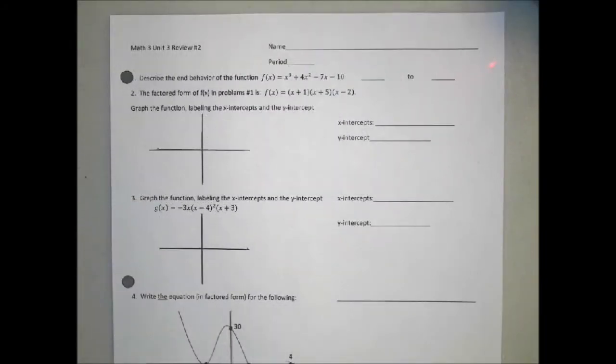For Math 3 review number 2, I made a smaller version of the review to just hit some of the more fundamental concepts of each objective. So problem number 1 is simply describing the end behavior of a polynomial function.